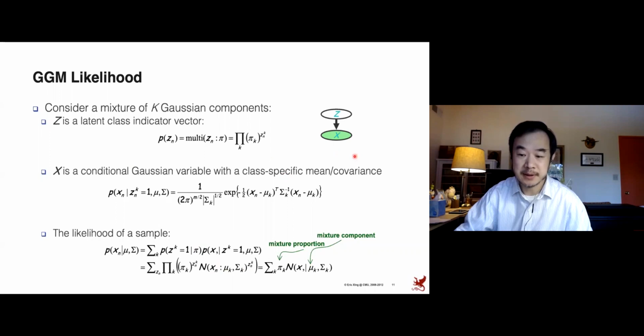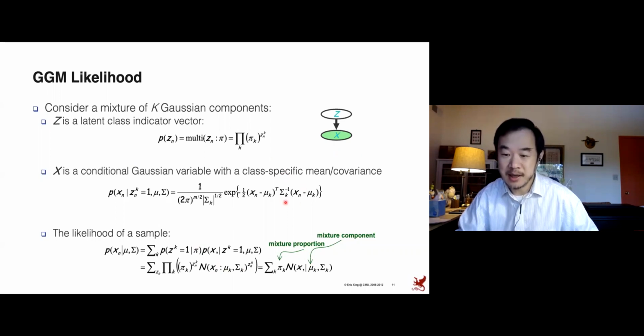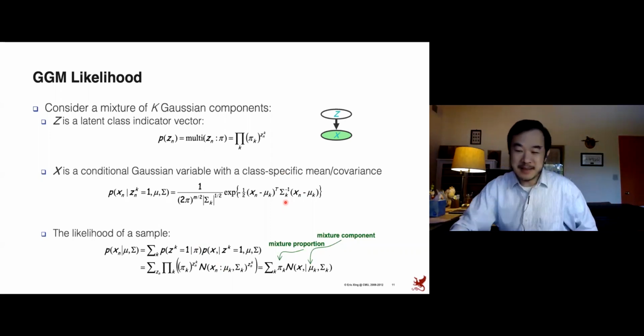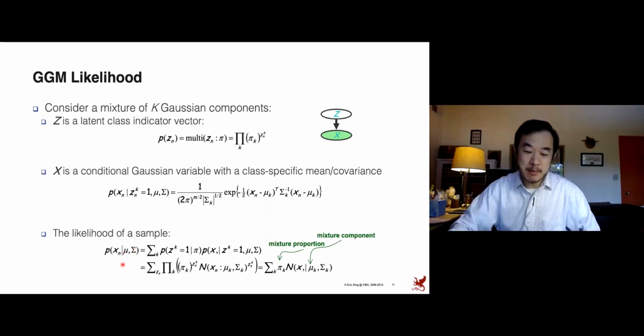Anyone want to shout out? Or type in your chat? Do you want to estimate the mean and covariance of each? You want to estimate the mean? Yeah, exactly. So this mu and sigma.